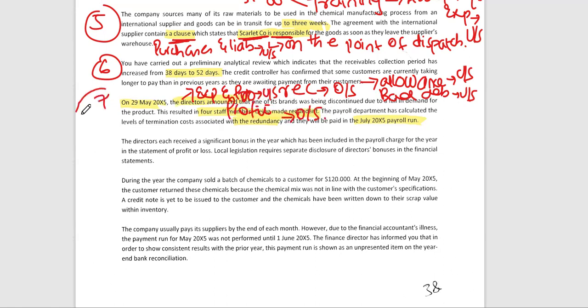This was number 7. One more, guys. The directors each received a significant bonus in the year, which has been included in the payroll charge for the year in the statement of profit or loss.